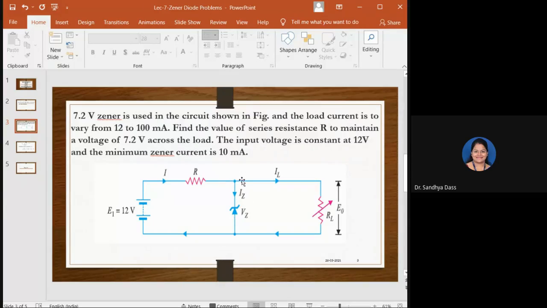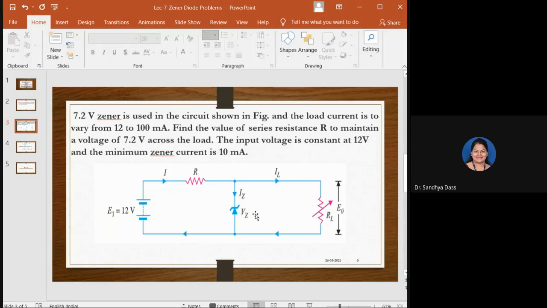So in order to maintain this equation balanced, what will be the value of IZ, the Zener current, whether it will be minimum or maximum? Minimum, isn't it? I is equal to IZ plus IL. Let's first understand. So when RL is minimum, understand the point here. When RL is minimum, IL will be maximum, and Zener current will be minimum.